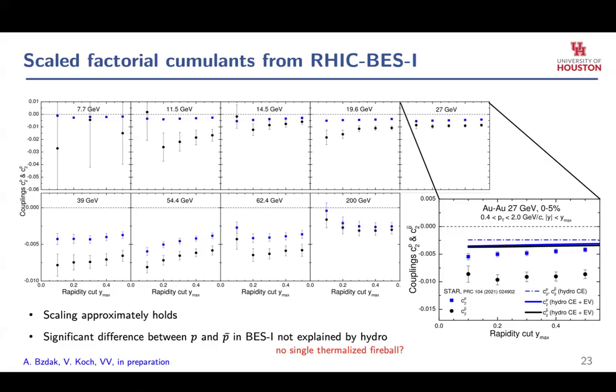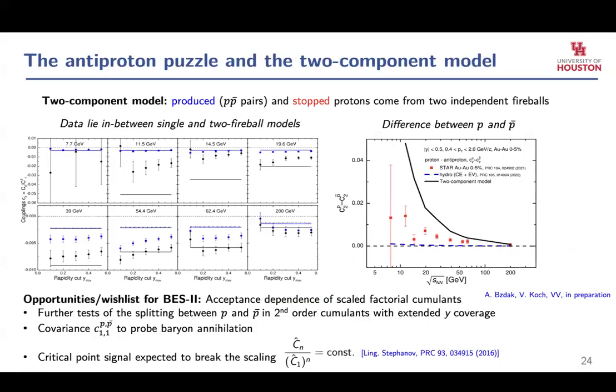So this doesn't work, and we have to come up with something else. What we entertained here is that instead of a single fireball, we have two fireballs, namely produced and stopped matter, which don't talk to each other. This is the extreme assumption. Produced matter is essentially proton-antiproton pairs for this measurement, and stopped protons are protons from the nuclei which end up in the acceptance due to stopping.